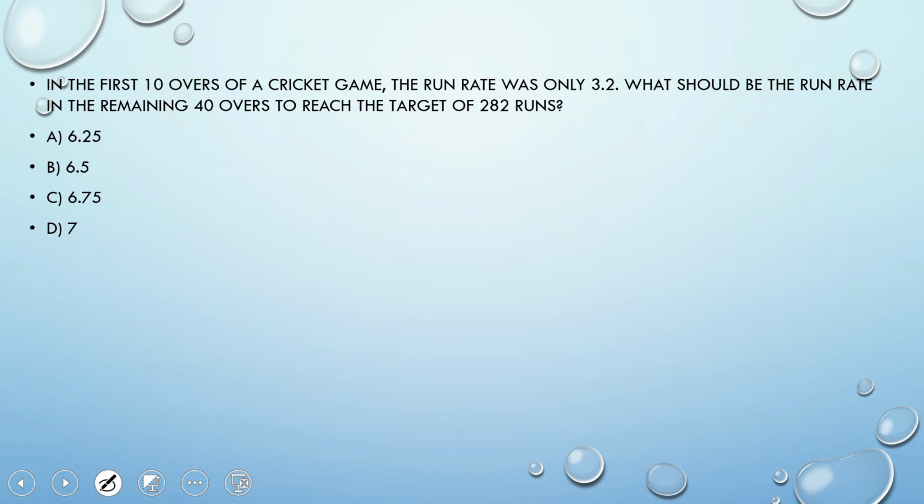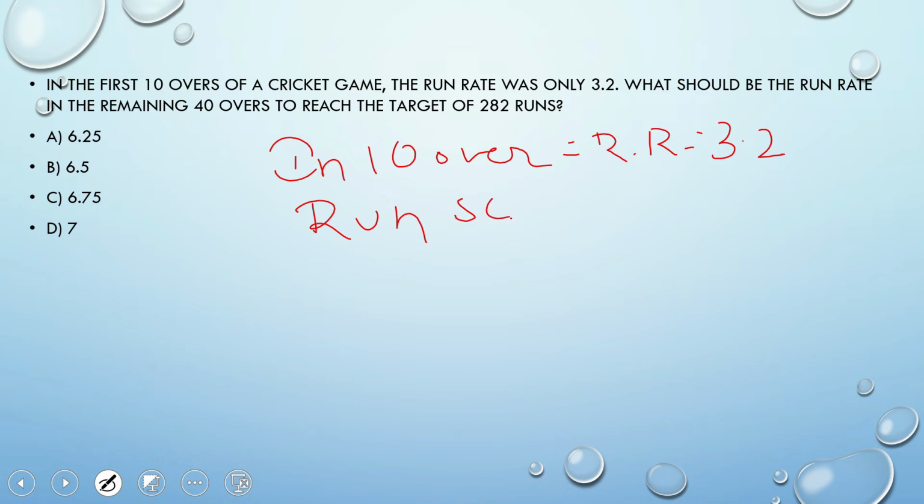We can see that in 10 overs the run rate was 3.2. So the runs scored is, that is 10 into 3.2, which is 32.